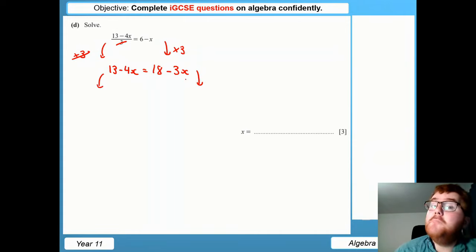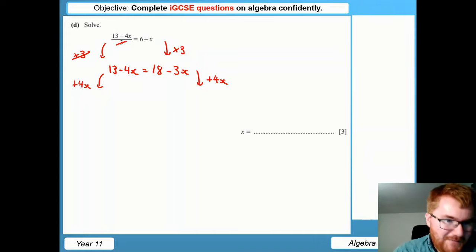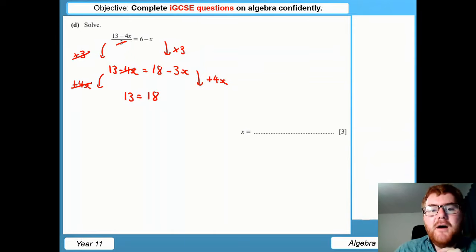So what's the opposite of minusing 4x? We want to plus 4x on both sides. Watch the magic happen. So we cancel this out. We're left with just 13. 18 stays as it is. And then minus 3x plus 4x, that's equal to plus x.